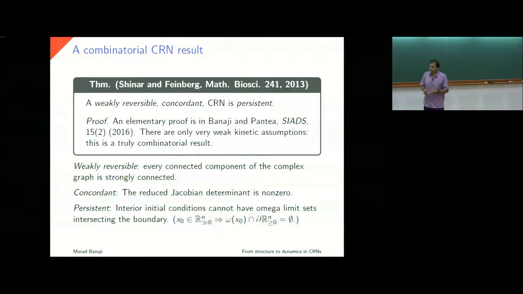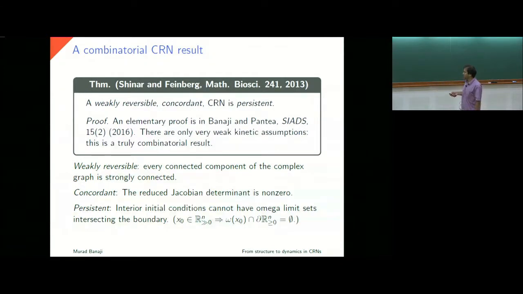And the assumptions on the kinetics are basically absent, not even weakly monotone kinetics. There are some very, very weak assumptions on the kinetics underlying that result, but they're so weak as to be essentially absent from my point of view. So it's a completely structural result, and it's not completely easy. The original proof is really quite complicated.